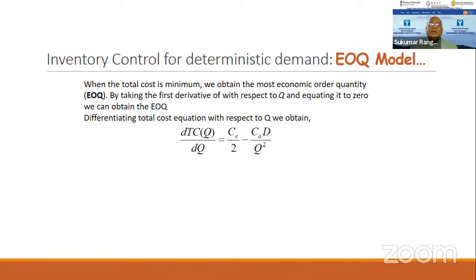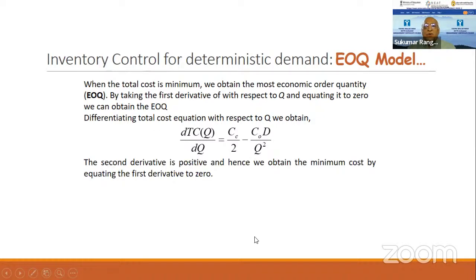So when the total cost is minimum, we obtain the economic order quantity by taking the first derivative of the total cost with respect to Q and equating it to 0. We can obtain the economic order quantity. Of course, this uses differentiation, d(TC)/dQ equal to, you must have done differentiation and integration in college, whatever it is. So CC by 2 minus CO into demand by Q squared.